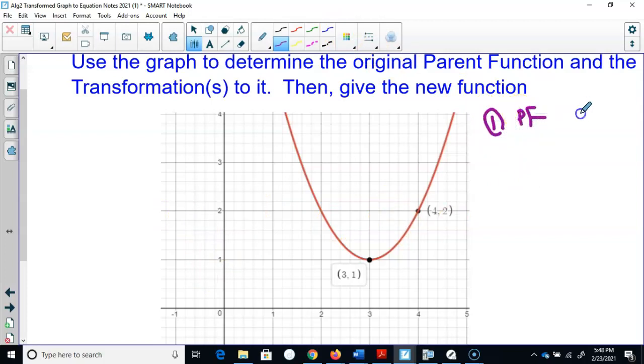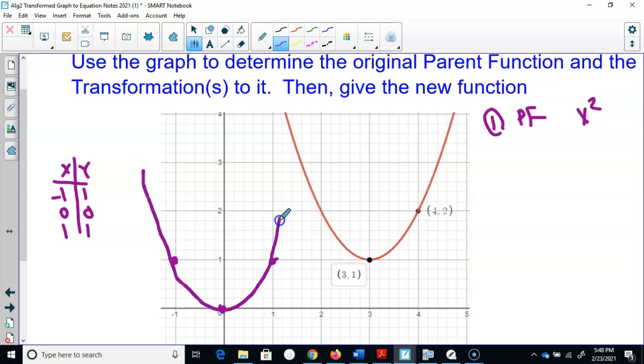Our parent function we have is x squared. I like to actually graph it. So I say, okay, and I'm just going to take 3 points: -1, 0, and 1, 1, 0, and 1. Some of you might not need to graph it, but I just think you can see that transformation a little bit better. So here's our parent function in purple.